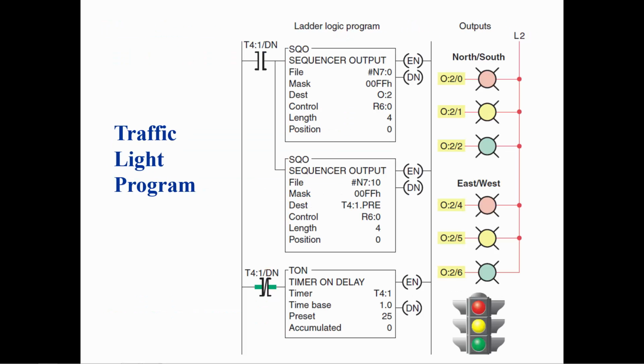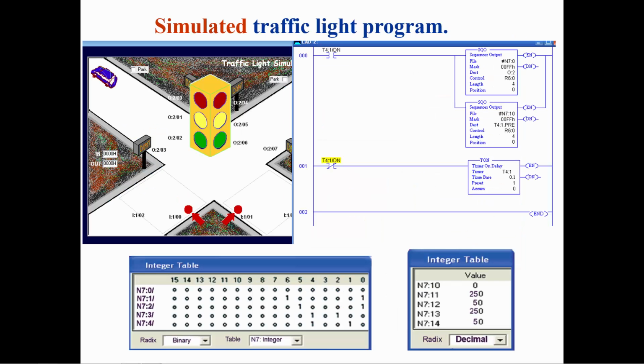Both of these sequencer instructions will increment on the done bit of T4:1, going from false to true. They both have the same control word address and the same length. The first sequencer moves data from file N7:0 to the destination O:2. This sequencer will control the red, yellow, and green lights of the traffic signal. The second sequencer will move data from file N7:10 to the preset of timer T4:1, controlling how long before the lights on the signal change to the next step.